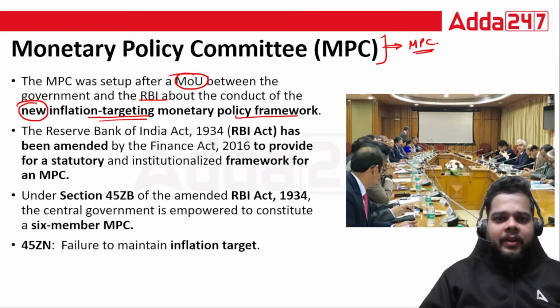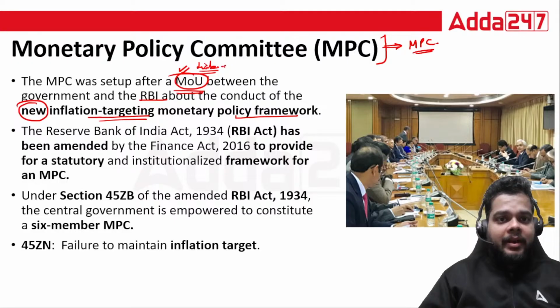So in recent times, we have seen that the central bank is very much active when it comes to performing its duties regarding monetary policy, and it is the reason why they are very serious because of this MOU, Memorandum of Understanding. Now, RBI is liable if anything happens to the inflation rate.